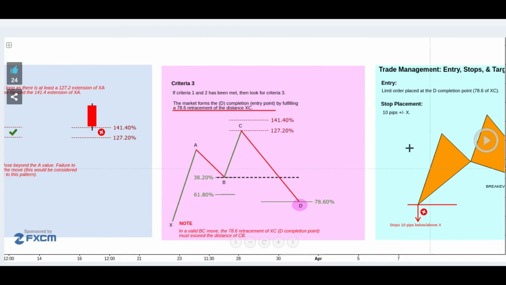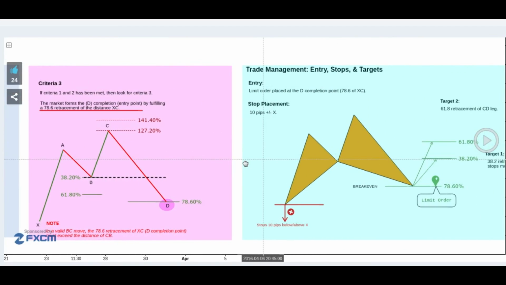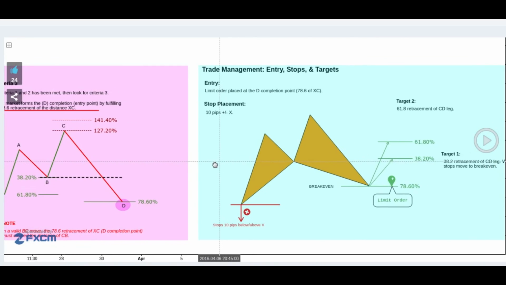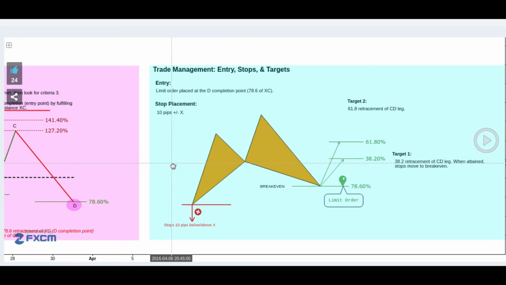Trade management, entry, stops, and targets. Simple rules: entry, limit order placed at the D completion point, 78.6% of X to C. Stop placement, 10 pips of point X. You should adjust it to your own risk management strategy and always take a look at previous structure.